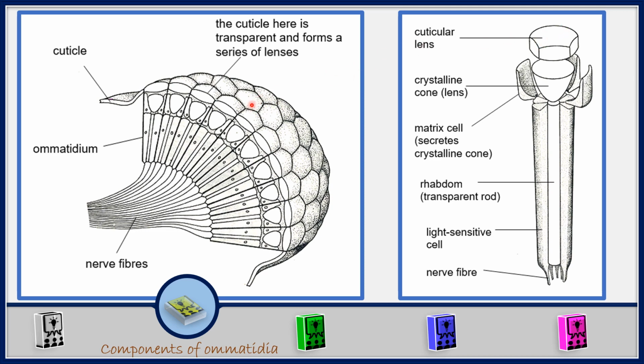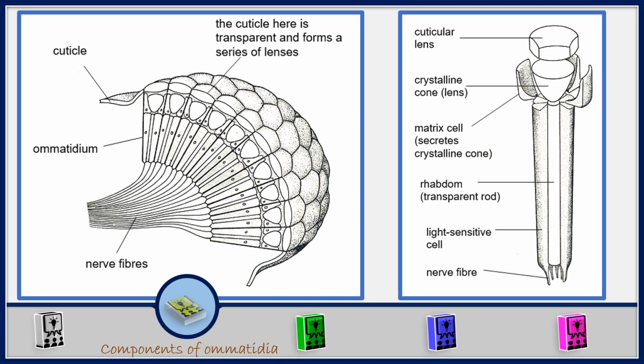Then from there, we went to the second layer. In the second layer we had the cones, the crystalline cones. This one which we are seeing here is the same as this one here. It is the second layer, which we are referring to as the crystalline cone, and it is also a lens with the cuticular lens. Then from the cone, we have these here, which we are calling the matrix cells. They are the ones that produce or secrete the crystalline cone.